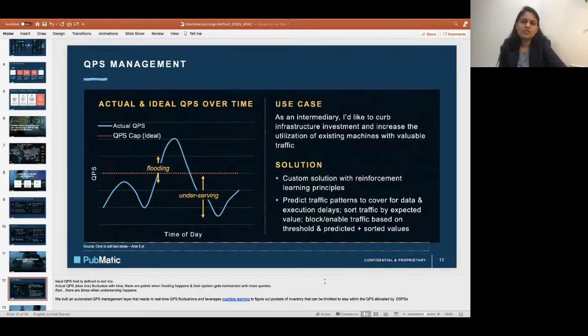So in this space, we have developed a custom solution using reinforcement learning principles. We predict traffic patterns in order to cover for the data and for the execution delays. Secondly, we sort this traffic based on the expected values. And then we block or enable traffic based on the threshold and the predicted value. So QPS management is a very effective solution for managing the traffic and also utilizing the existing machines with valuable traffic.